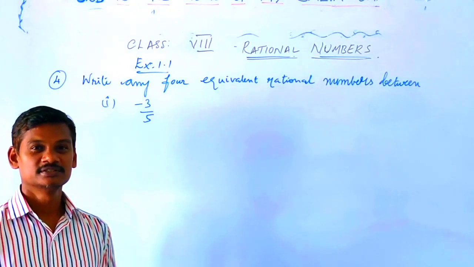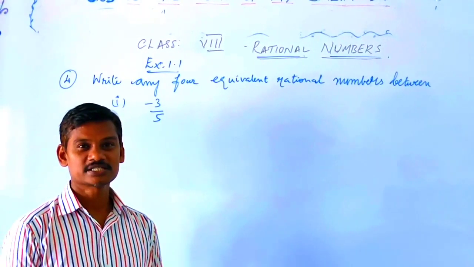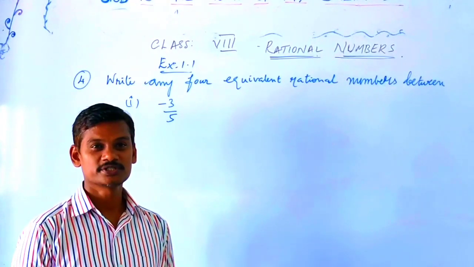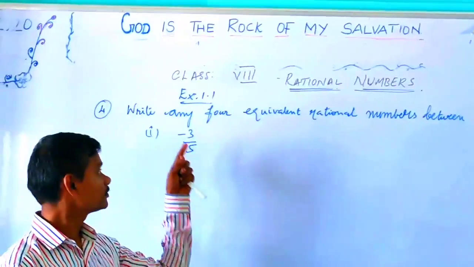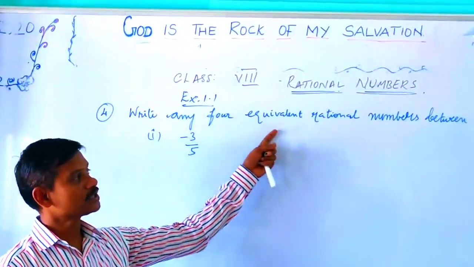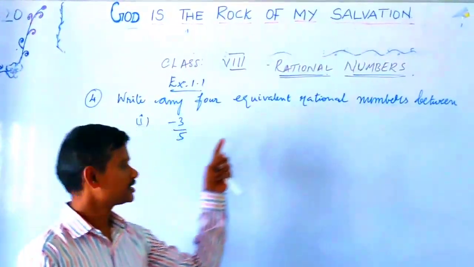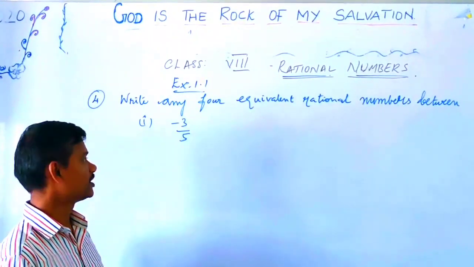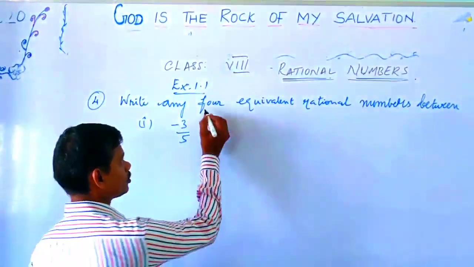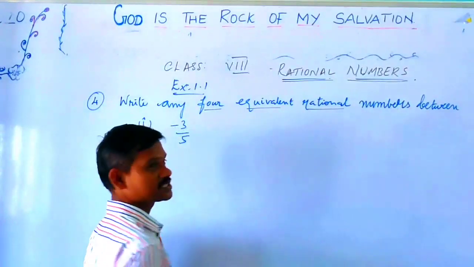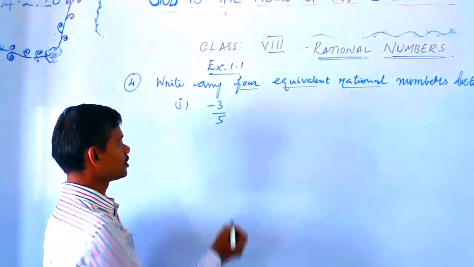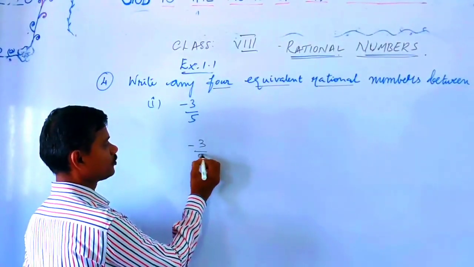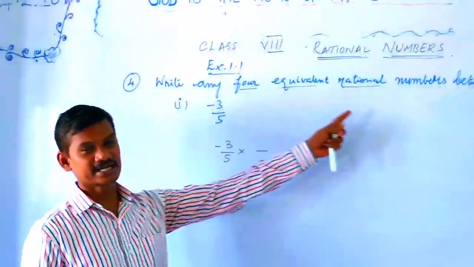Good morning children. On the continuation of the last class, we are going to see exercise 1.1. In this, the fourth sum: write any four equivalent rational numbers to the given rational number minus 3 by 5. Here we have to find the four equivalent rational numbers. So this is the given rational number. From this given rational number, I am going to find the four equivalent rational numbers.